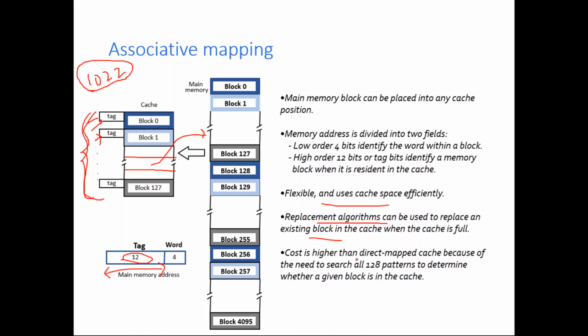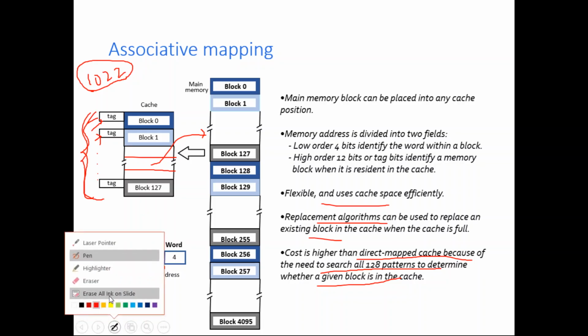The cost is higher than a direct mapped cache because it needs to search all 128 tags to determine whether a given block is in the cache or not. So it has to compare all the 128 blocks to check whether a particular block is in the cache memory or not, right? So this is the drawback with this particular technique. Okay, fine.